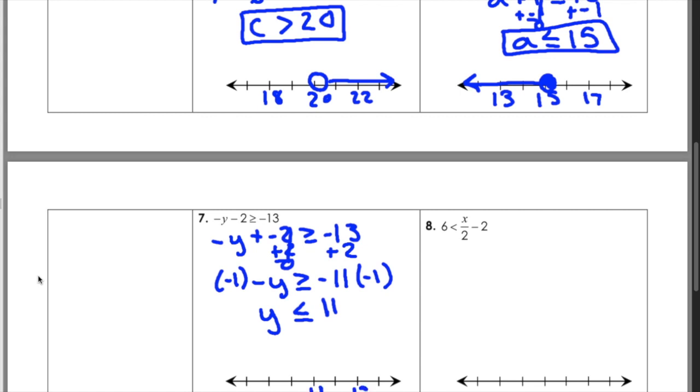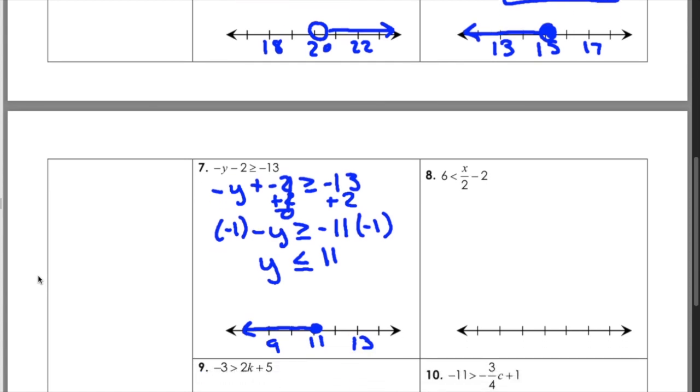11, 13, 9. It's a closed circle because it is less than or equal to, and our arrow is to the left because those are all of the numbers that are less than 11.